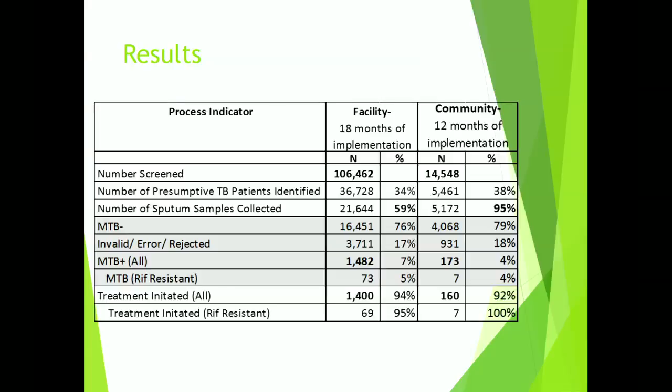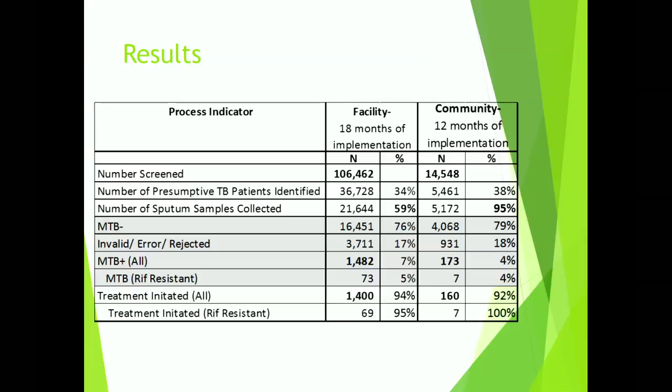So about 34 to 38% of people screened had a symptom or a high-risk factor. And then we were able to collect sputum samples. So in the facility, you'll see 59% is slightly lower than we would have hoped. And this was really because in the hospitals, many of the patients did not want to get out of the queue because they had been referred to the hospital. They had sometimes traveled several hours to get there. And so they didn't want to provide samples on the spot.